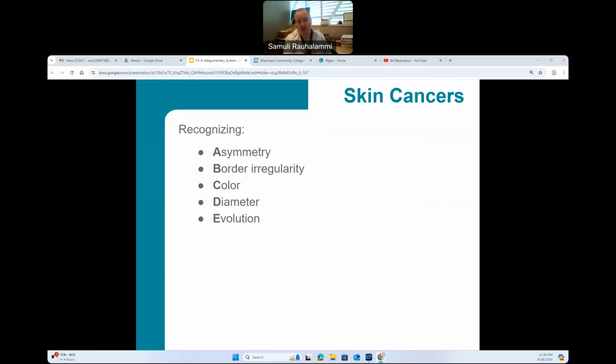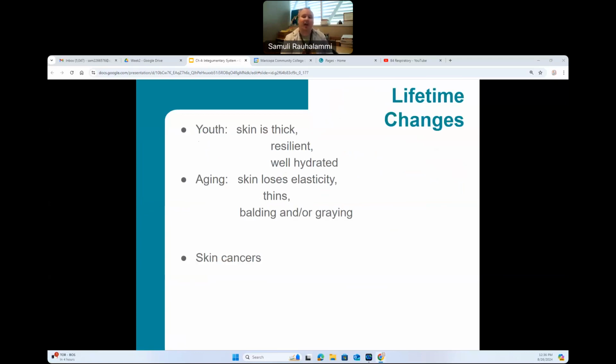And let's finish off our lecture together by having a look at the lifetime changes in the integumentary system. Over a lifetime, we see some changes. In younger individuals, skin tends to be thicker, more resilient, and well hydrated. As you get older, skin does lose its elasticity and becomes thinner. That's why you can see all the blood vessels much more clearly in older patient populations. We also get sagging of the skin, especially if there's significant weight loss, which shows up as loose skin.